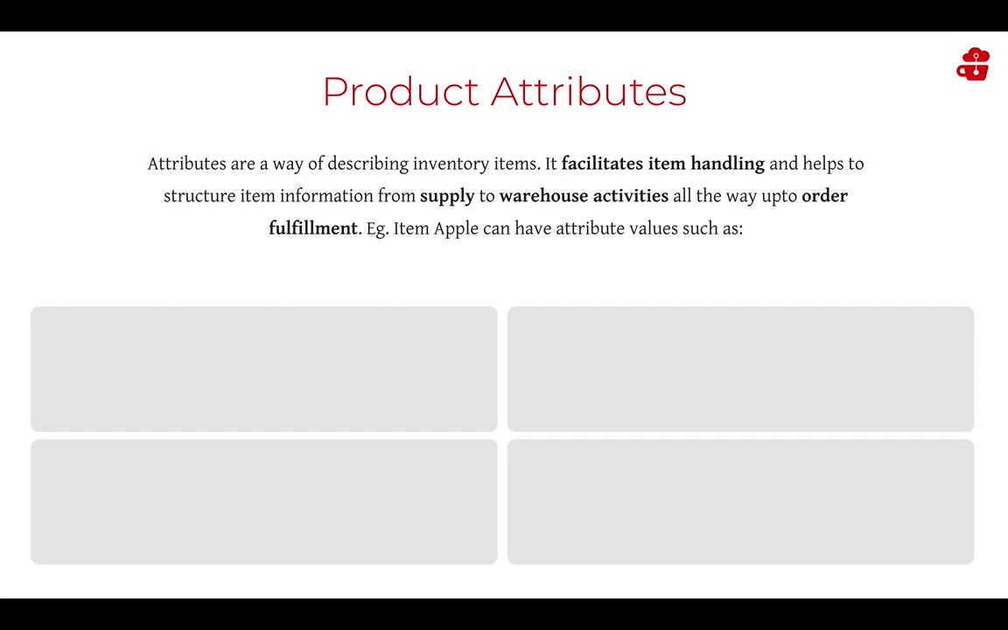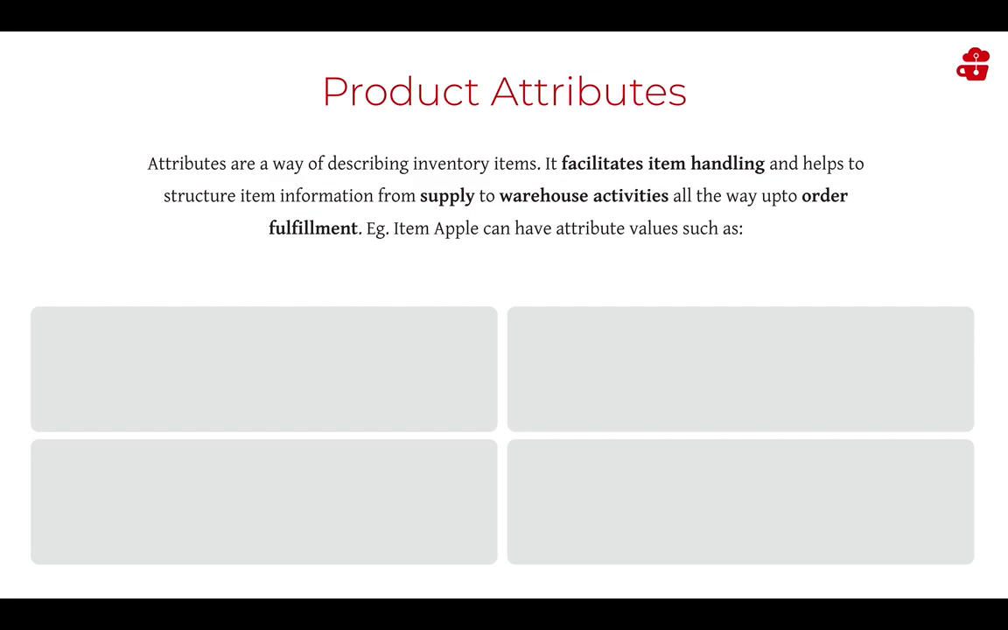It facilitates item handling and helps us to structure item information from supply to warehouse activities all the way up to order fulfillment. To have a better understanding of product attributes, let us take an example of an item apple.